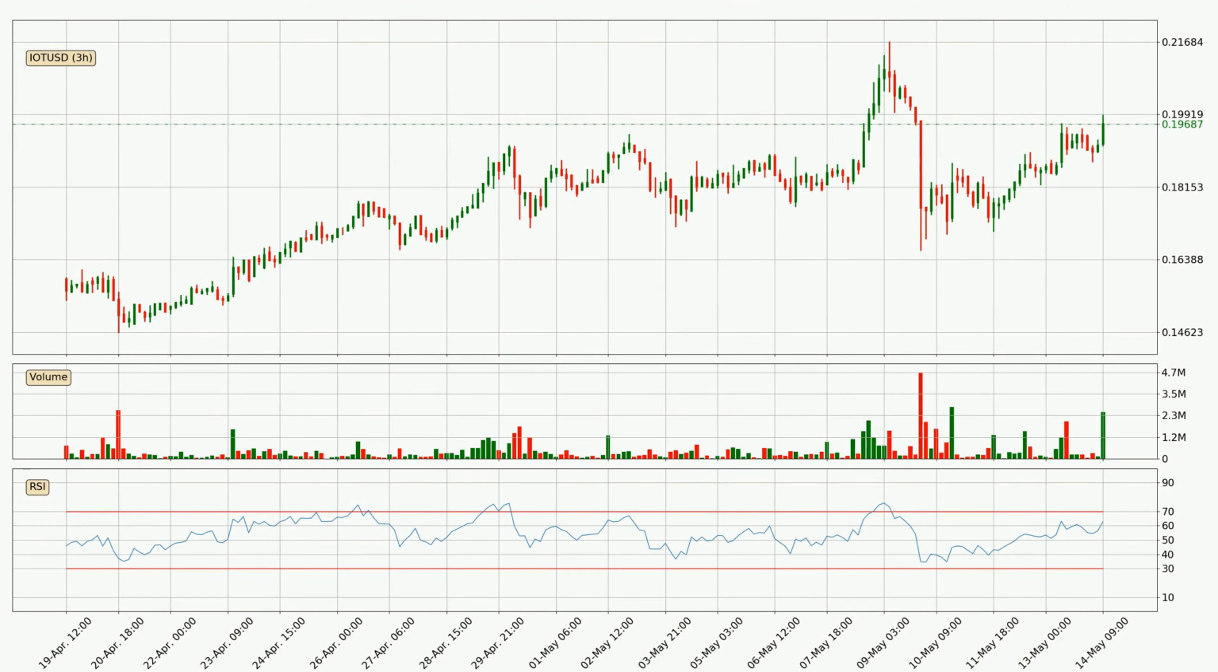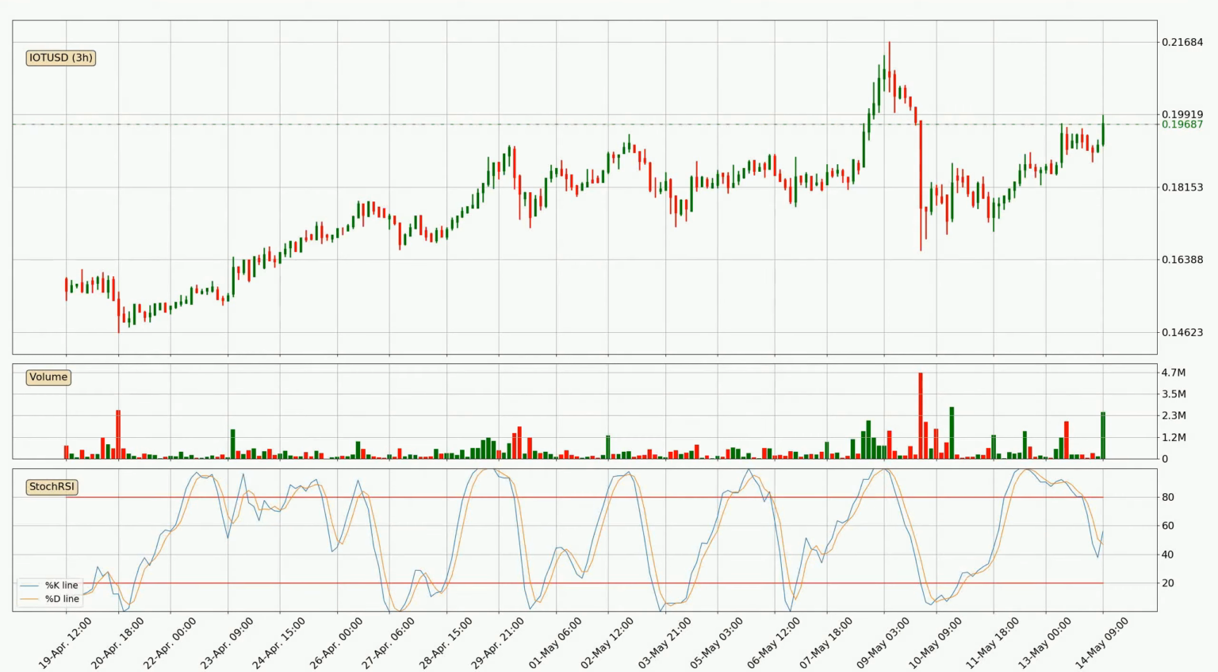Looking at the 3-hourly relative strength index, the current 3-hourly RSI is at 63, so there are currently no signs of the crypto being overbought or oversold. Jumping to the 3-hourly stochastic RSI, the stochastic RSI currently shows no overbought or oversold conditions, but the percent K line is over the percent D line, which means the current trend is to the upside.